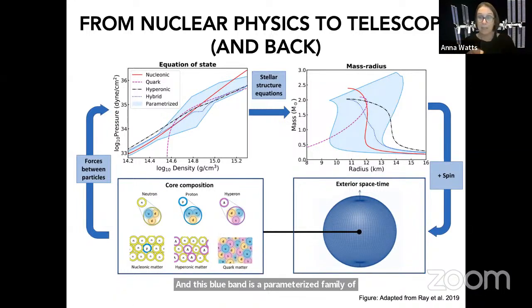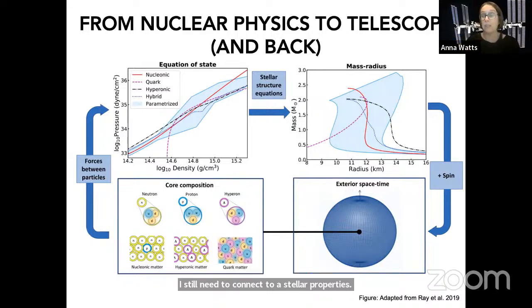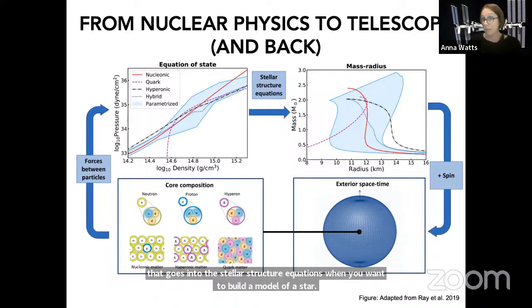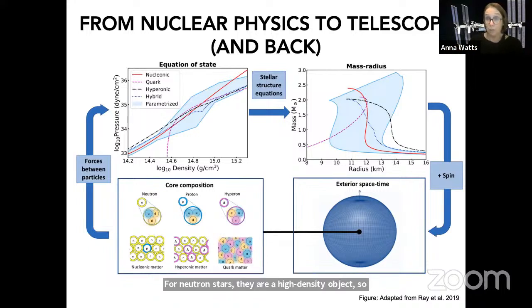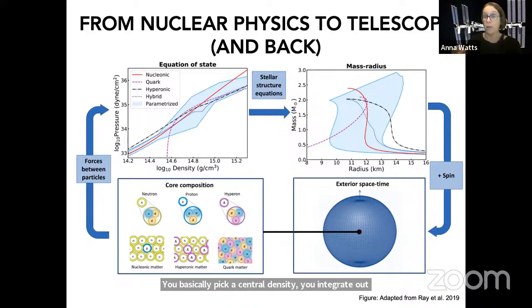I still need to connect to stellar properties. Now, fortunately, the equation of state is an ingredient that goes into the stellar structure equations when you want to build a model of a star. For neutron stars, they are high-density objects, so they're relativistic. So you need to solve the relativistic stellar structure equations, the Tolman-Oppenheimer-Volkov equations. You basically pick a central density, you integrate out your stellar structure equations, basically mass conservation and force balance, with your equation of state, come towards the edge of your star, however you choose to define that. And at that point, you have a mass and a radius for your star.